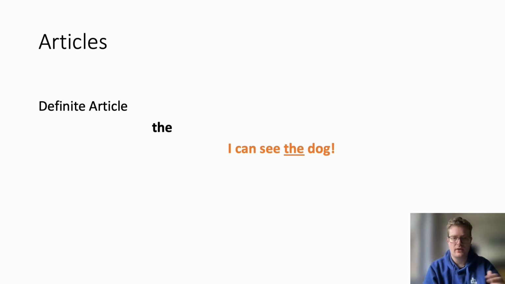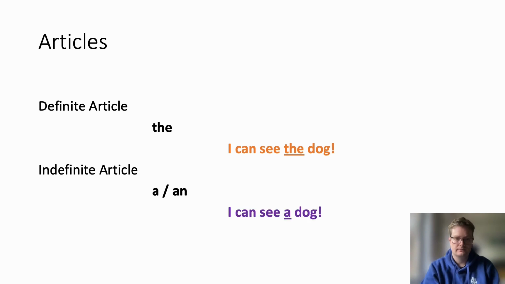You've got two types. You've got the definite article, which in English is just the word the. For example, I can see the dog, and it is specifically this one particular dog. That's why it's called the definite article, because definitely this one. There's also an indefinite article, which is basically a dog, or an if it's before a vowel, like an apple.